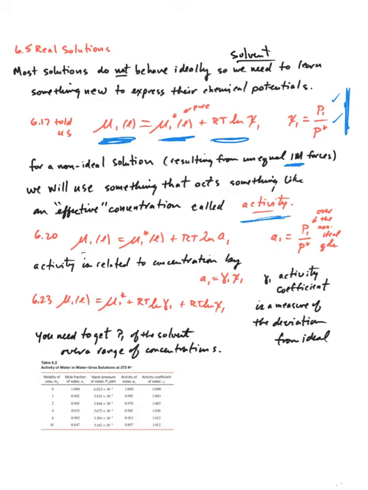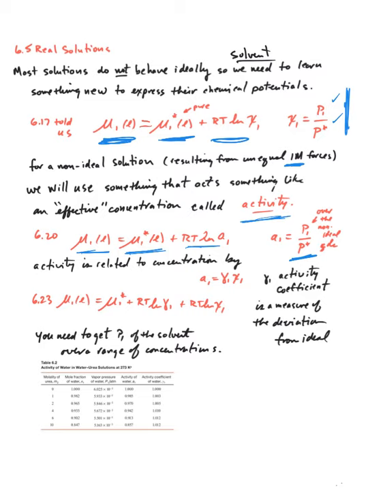So what this is saying, if you have a non-ideal solution, the chemical potential of the solvent in this case is the chemical potential of the pure solvent plus a term that's dependent on the activity. Now, the activity is going to be what that solvent is acting like. It's an effective concentration. And so, similarly to what we had before, whatever the partial pressure of the solvent over its pure pressure is, is what the activity is.